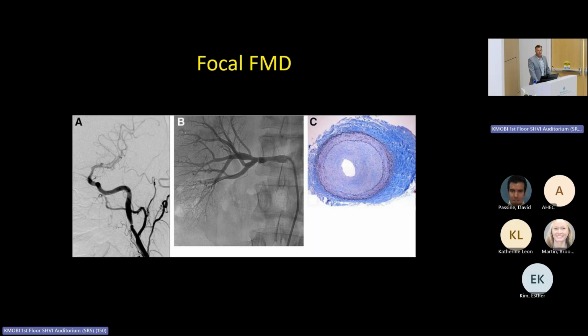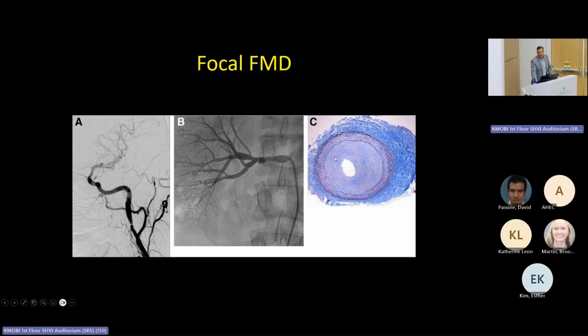In contrast, there's focal FMD, which is less common. It's more common in the pediatric patient population, in adolescent boys, but that's a trickier diagnosis. It causes a concentric focal stenosis in the carotid or the renal artery, respectively, and that can sometimes be a mimicker of other things. It could be mistaken for vasospasm, atherosclerosis, or dissection, for example, and on histology it looks completely different.